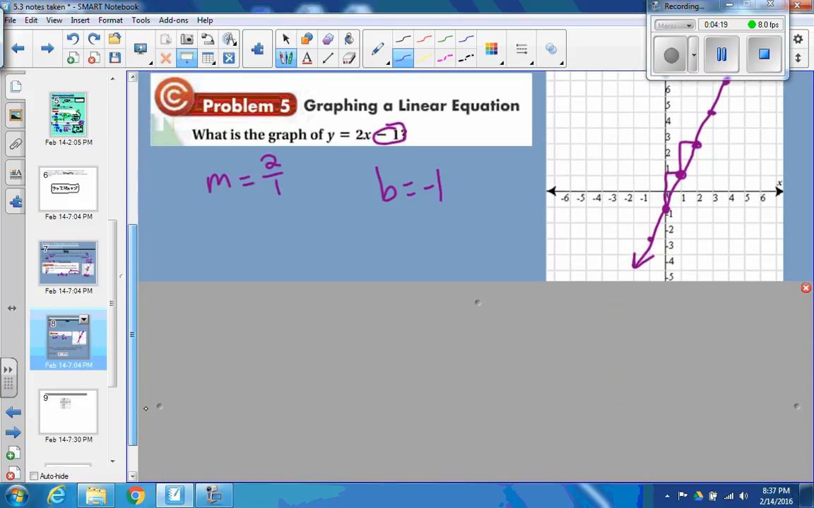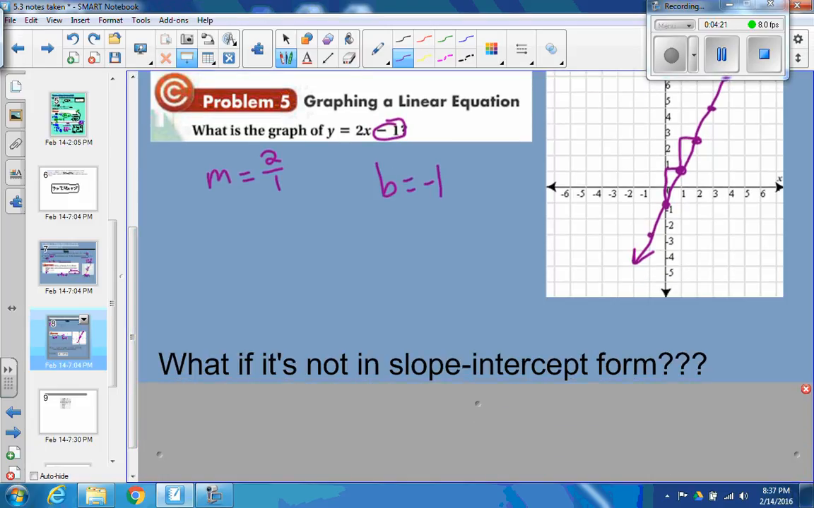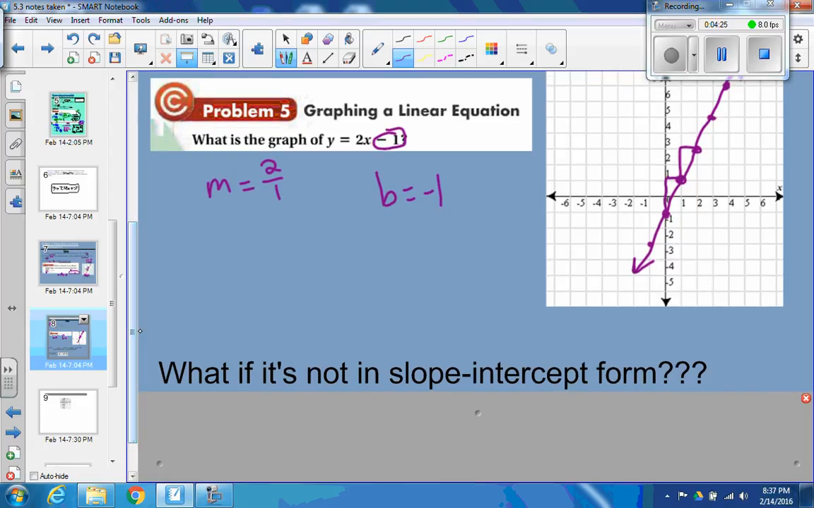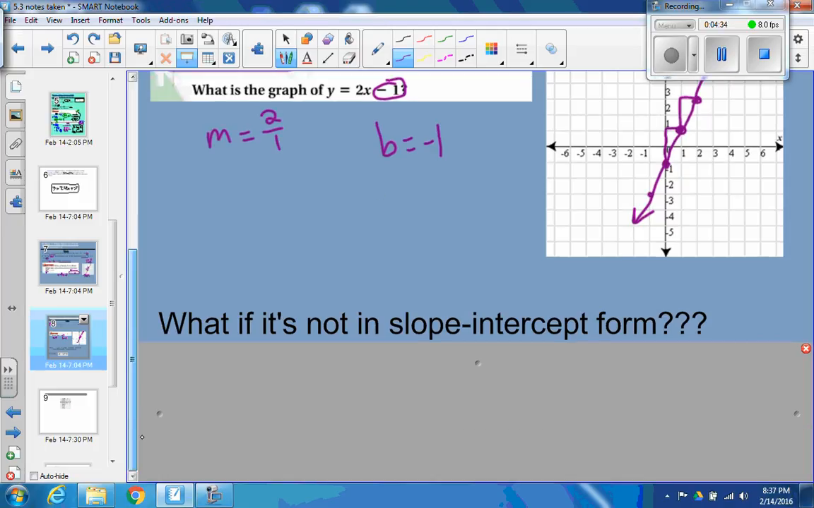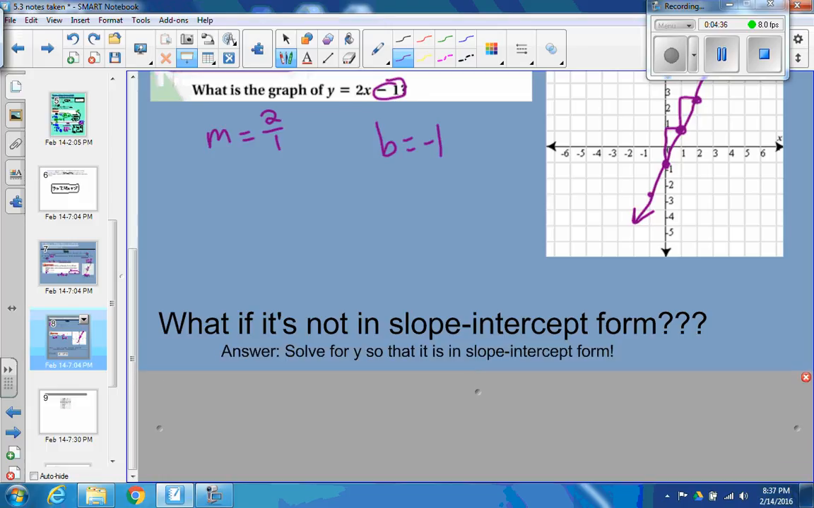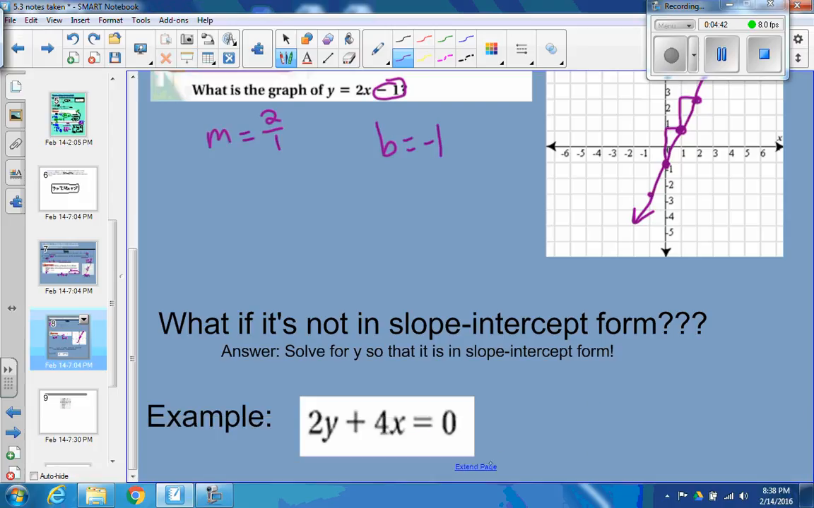Alright. Now, I have one crazy situation. What if it's not in slope-intercept form? How do I graph it? The slope-intercept form is great. You have the y-intercept, you have the slope. You just use those two things to make your line. What if it's not already in slope-intercept form? Answer, solve for y so that it is in slope-intercept form. So here's an example.